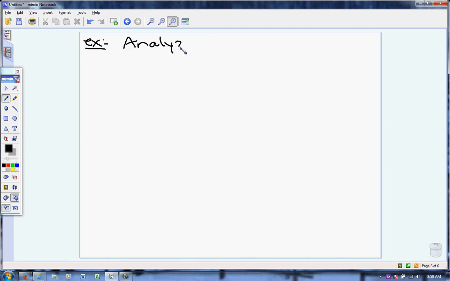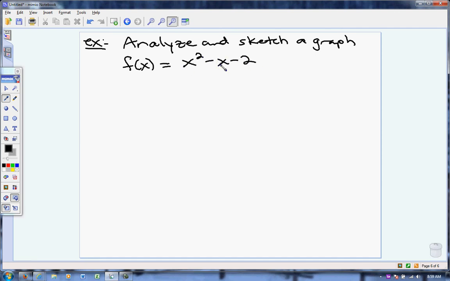Analyze and sketch a graph. So you're going to have a rational function. Let's say it looks like this: f of x equals x squared minus x minus 2 all over x minus 1. Okay, so let's find our asymptotes. First, the vertical asymptote is easy. I set x minus 1 equal to 0, so it's x equals 1.